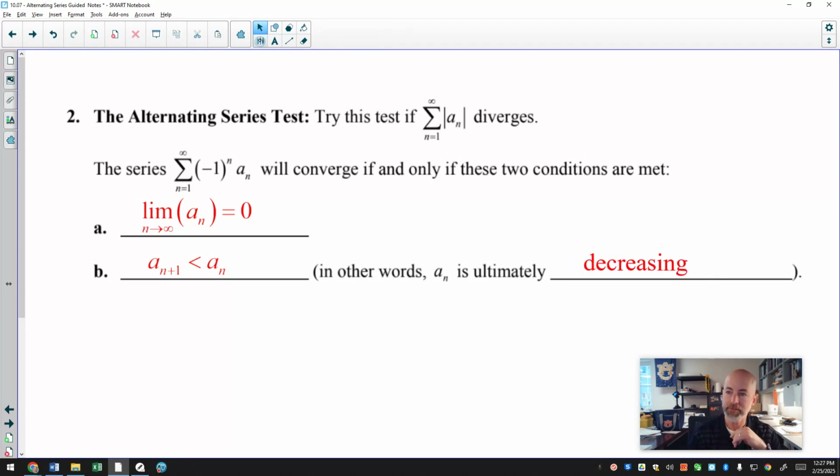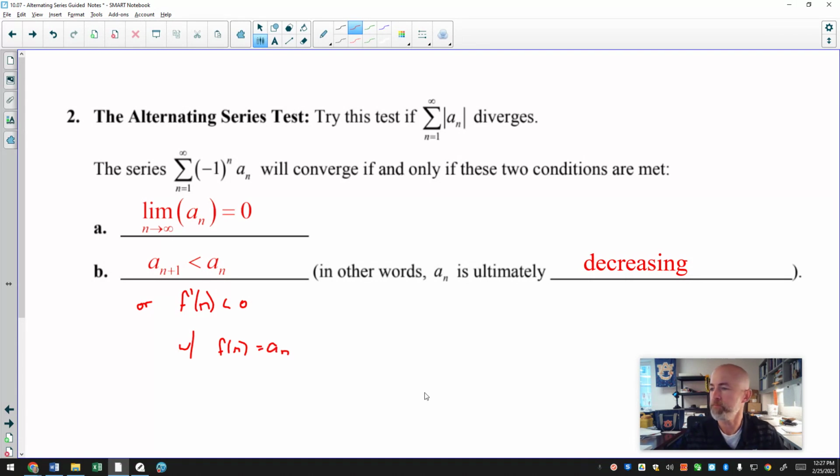And sometimes that test for decreasing isn't as clear cut. And so sometimes you may need to show that the derivative f prime of n would be less than 0, with f of n being your sequence a sub n. But I'll always try the n plus 1 less than a sub n method first before I dive into derivatives to show that the sequence decreases.